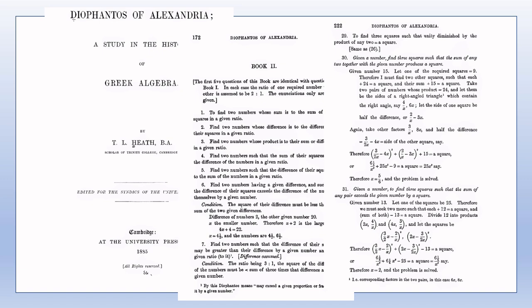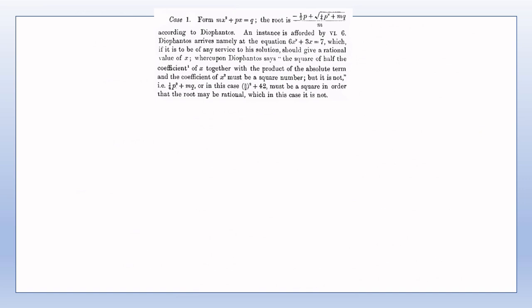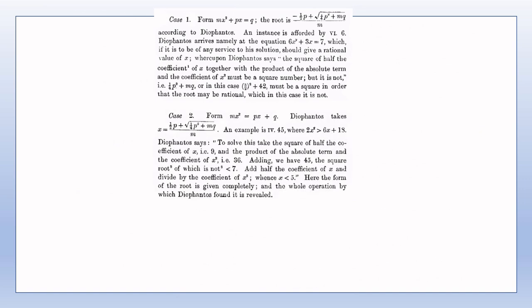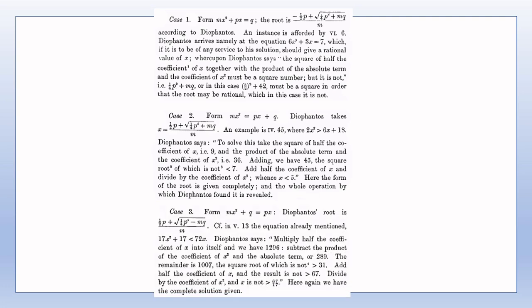In Thomas Heath's translation of Diophantus' Arithmetica, we see that since Diophantus didn't acknowledge negative numbers, he was forced to express quadratic equations in several different forms, which modern mathematics would be able to treat as the same form. The different cases that Diophantus distinguishes are, according to Heath, Case 1, mx squared plus px equals q. Case 2, mx squared equals px plus q. And case 3, mx squared plus q equals px.